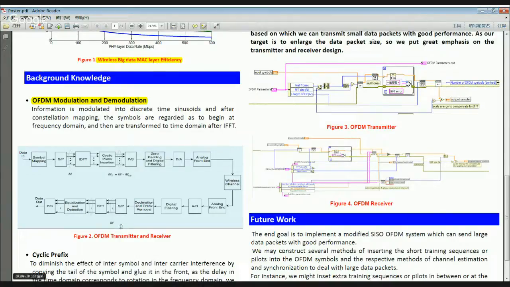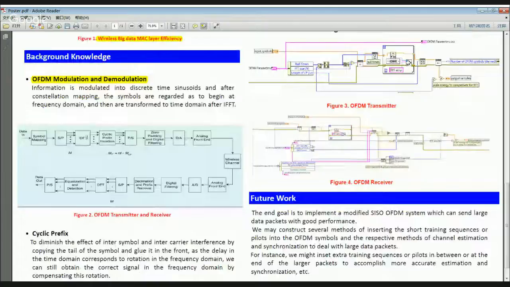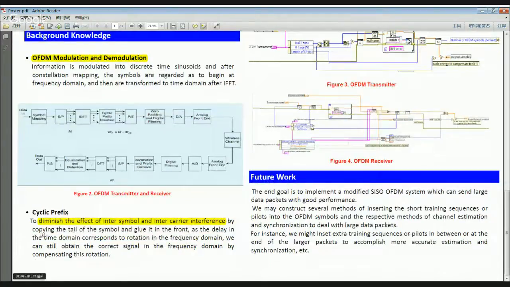The advantage is that it can eliminate the problems of inter-symbol interference, low spectrum efficiency, and frequency selective fading. The difference from the normal system is that the channel is divided into N subcarriers to avoid intercarrier interference. Since each subcarrier is orthogonal to the others, the bandwidth efficiency is very high. Apart from that, to diminish the effect of inter-symbol and intercarrier interference, we can copy the tail of the signal and glue it to the front.